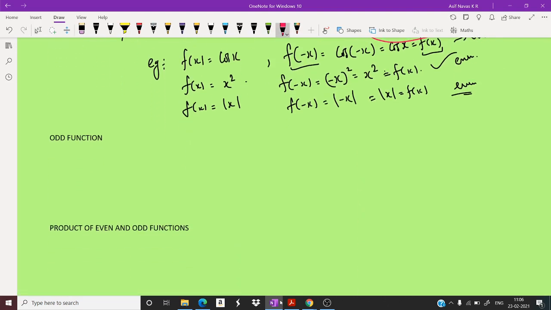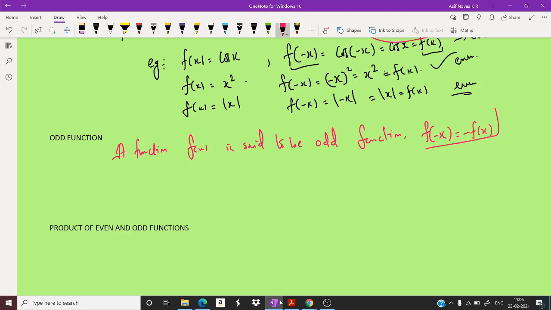Now, similarly, what will be an odd function? A function f of x is said to be an odd function. Tell me, what is the condition? f of minus x equals minus f of x. Then we say that the function is an odd function.